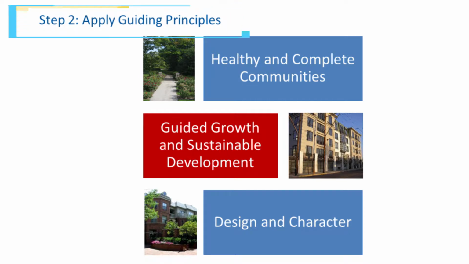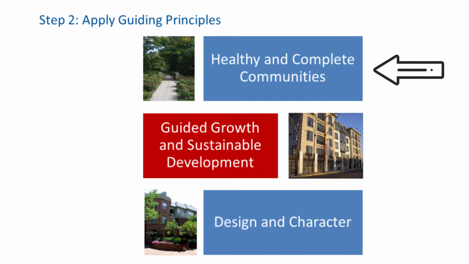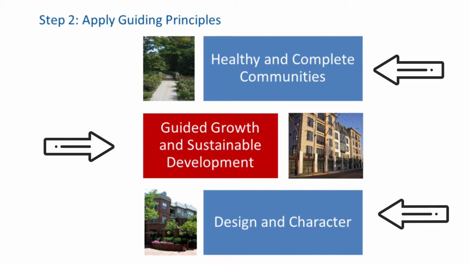The second step is to apply the C2P2 guiding principles. As we reviewed earlier, the three guiding principles are healthy and complete communities, guided growth and sustainable development, and design and character. Each guiding principle has multiple principle statements that are the basis for our land use policies and recommendations.